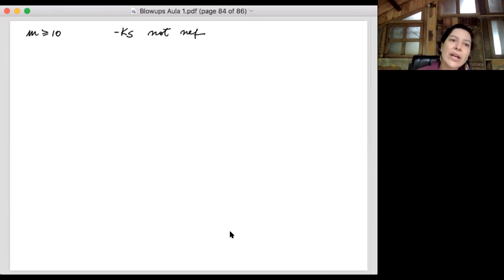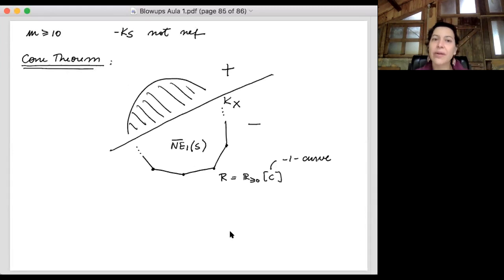And then in general, when you have at least 10 points, the anticanonical class is no longer nef. Again, we have the cone theorem that says the following. I will describe the Mori cone in this general case. In general, there are 2 sides of the cone. I can divide my Néron-Severi space into the half spaces of points having positive and negative intersection with the canonical class. What the cone theorem says, and this holds for any surface S, is the following.